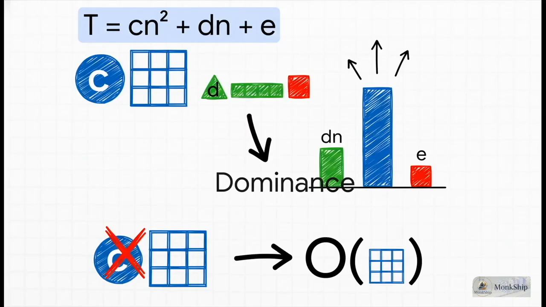And this works even for more complicated formulas. Let's say we had one that looked like this. It has an n squared term, an n term, and a constant. Now think about what happens when n is like 1,000,000. That n squared term is going to be so gigantic, it makes the other two look like a rounding error. So we pick c n squared, we drop the coefficient c, and what do we get? Our big O, O of n squared.